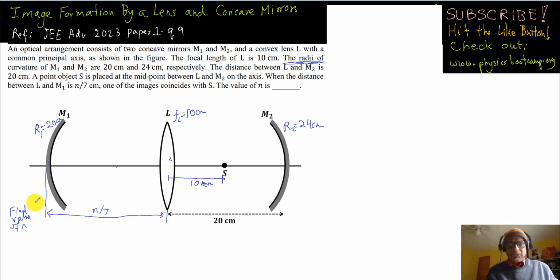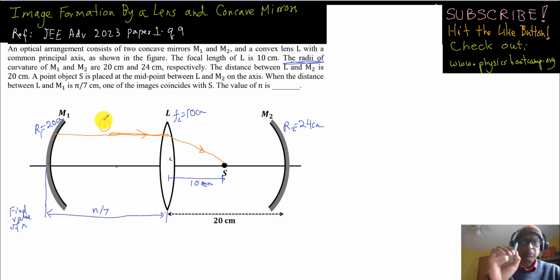Okay, so I'm going to think backwards. If a ray is coming from this side, which final ray is coming from this side, whose image will form over here, which means the ray has to be a parallel ray. Only a ray coming parallel from here will. So this is one such ray.